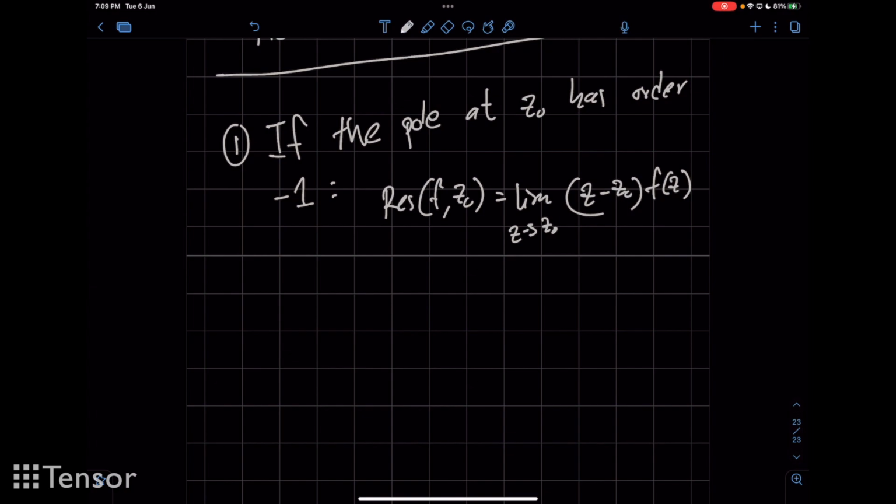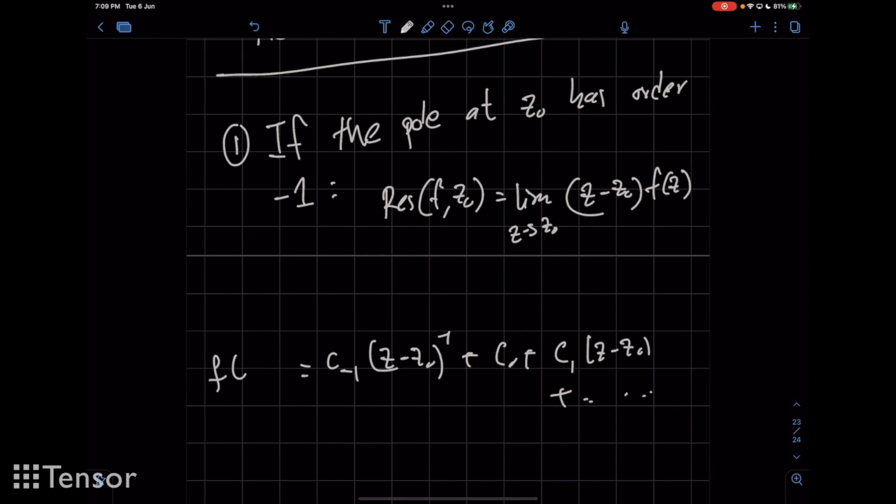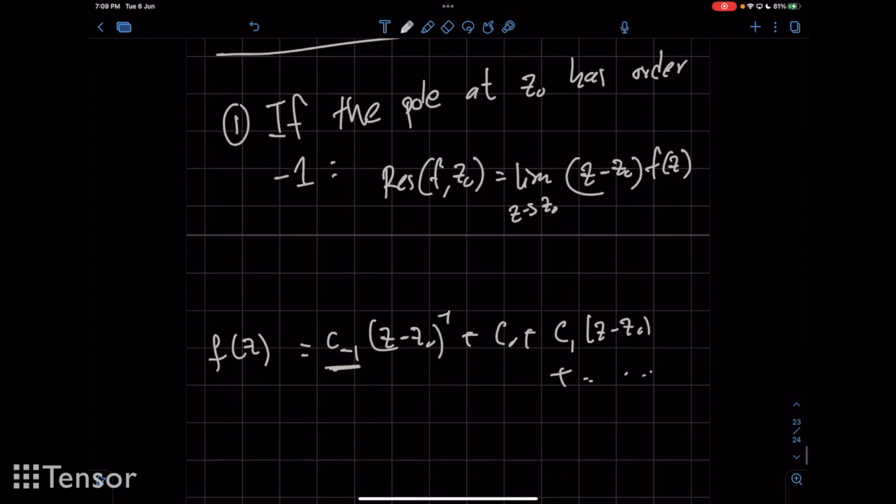since z0 has order -1 as a pole, I'll only have c sub -1 (z minus z0) to the power -1 plus c sub 0 plus c1 (z minus z0) plus and so on and so forth, right? This is f of z. So since the pole has order -1, I don't have any coefficients before c sub -1, right? And we need to find c sub -1.